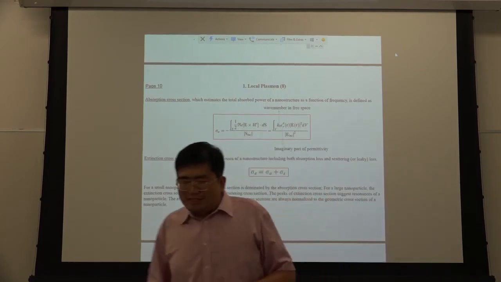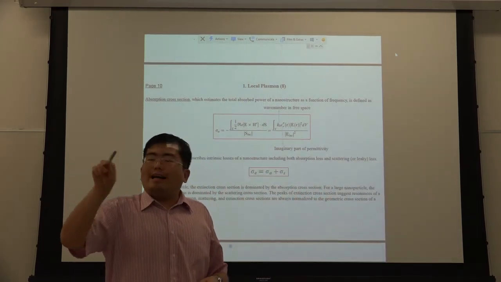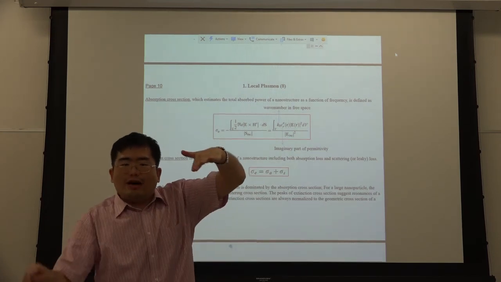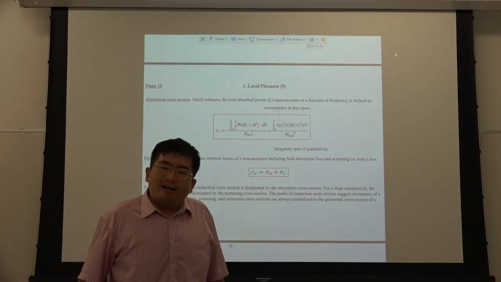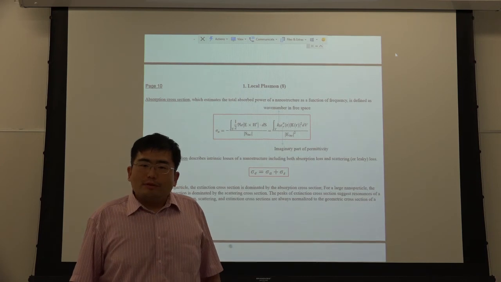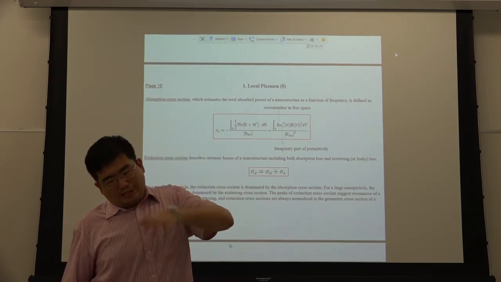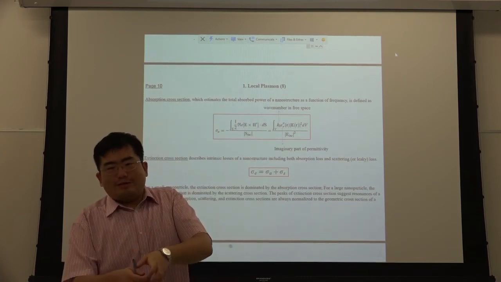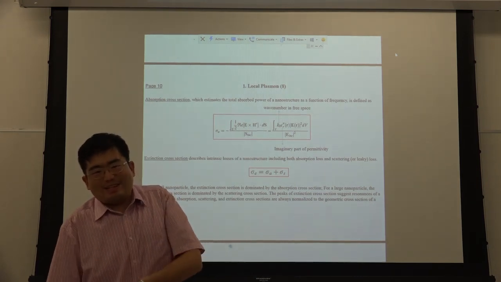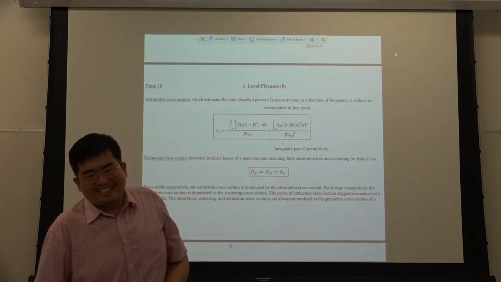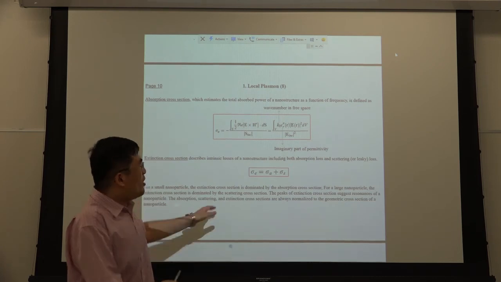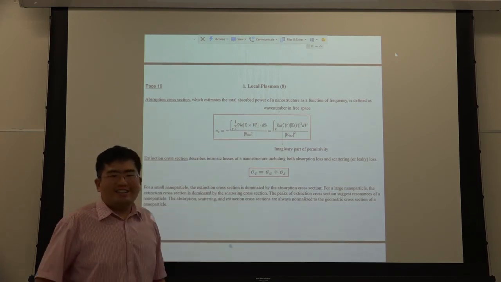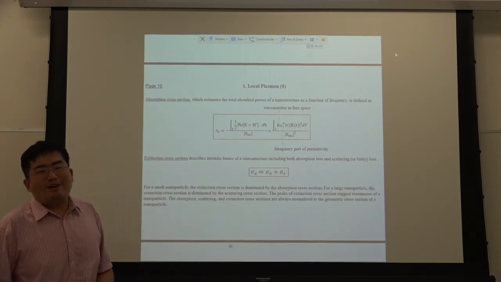Some experimental researchers write 1 minus R in the periodic structure. What's the meaning of 1 minus R? R is a reflection, right? So instead of reflection, why is absorption? Why is scattering? Something called normalized extinction or something like that. But this is more rigorous. This is for the nanoparticle, okay, not for the periodic structure.